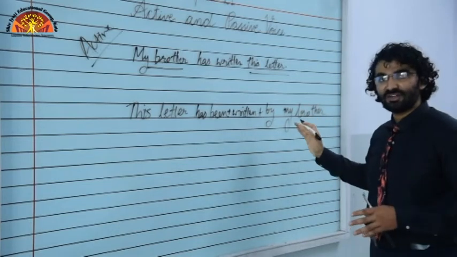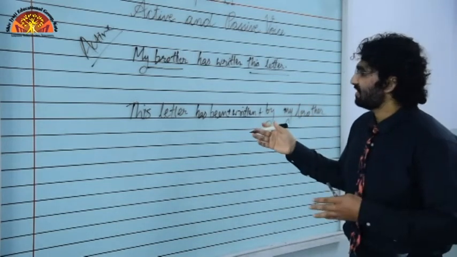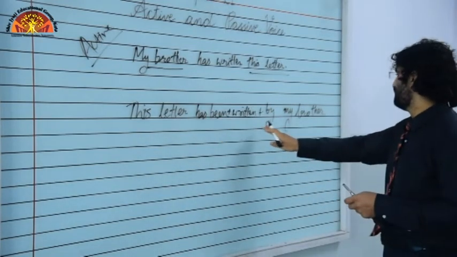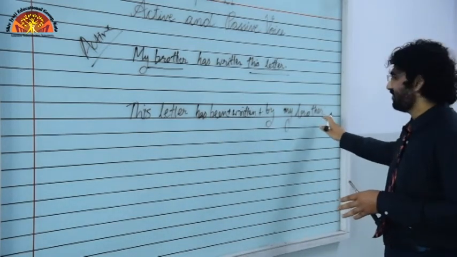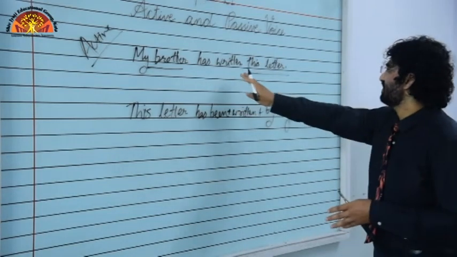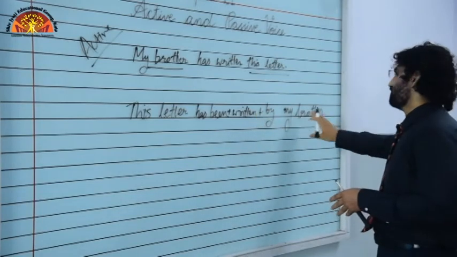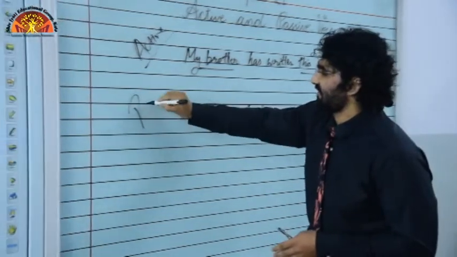I believe you are all finding it very interesting. Keep practicing it with me and keep helping me like this. The letter has been written by my brother. Okay, my brother has written this letter, active. This letter has been written by my brother, passive.